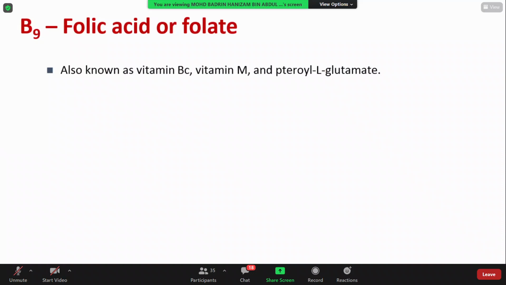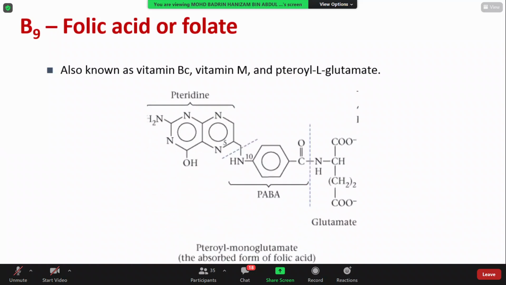Vitamin B9 or folic acid or folate, also known as vitamin BC, vitamin M, and pteroyl L-glutamate. These are vitamin B9: folic acid, pteridine, PABA, and glutamate. So this is the absorbed form of folic acid.